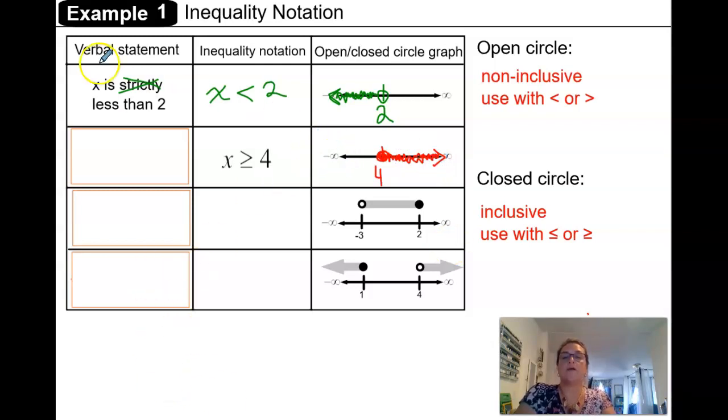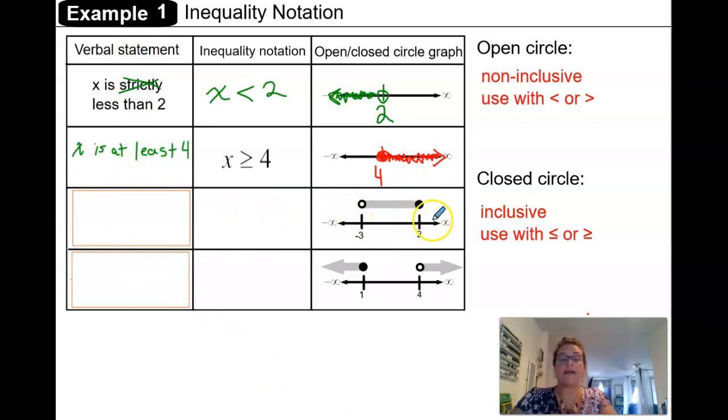Okay, so for the verbal statement, you could absolutely write that x is greater than or equal to 4. You could say x is more than 4, but includes the 4. The way that I chose to write it in this example is that x is at least 4, and that means the same thing. At least is implying that the 4 is part of that solution as well as anything greater.